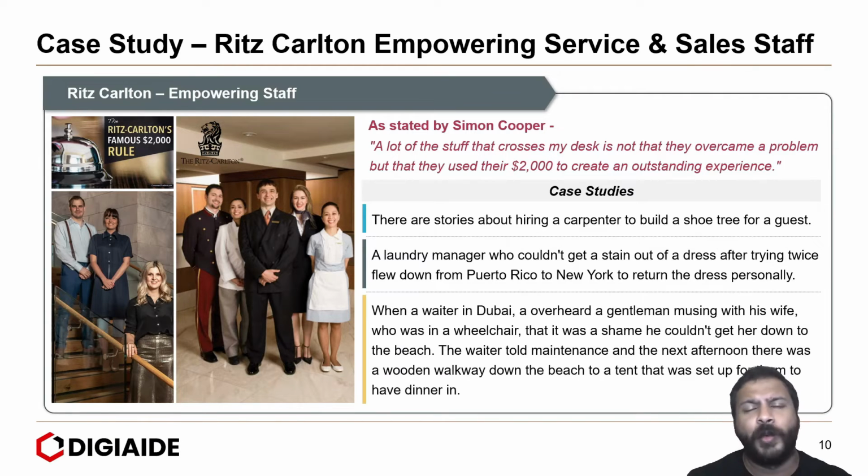And finally, a waiter in Dubai overheard a gentleman musing with his wife, who was in a wheelchair, that it was a shame he couldn't get her down to the beach. The waiter told the maintenance guys, and the next afternoon, there was a wooden walkway down the beach to a tent that was set up for them to have dinner in. So that's it, folks.